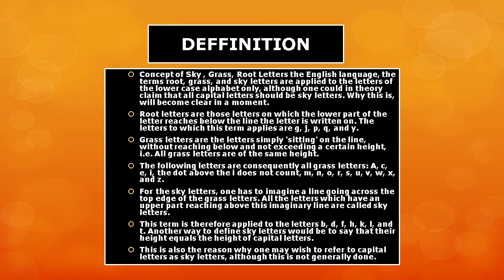Point 5 is this. For the sky letters, one has to imagine a line going across the top edge of the grass letters, and the letters which have an upper part reaching above this imaginary line are called sky letters. Point number 6 is there. This term is therefore applied to the letters B, D, F, H, K, L and T. Another way to define sky letters would be to say that their height equals the height of capital letters.